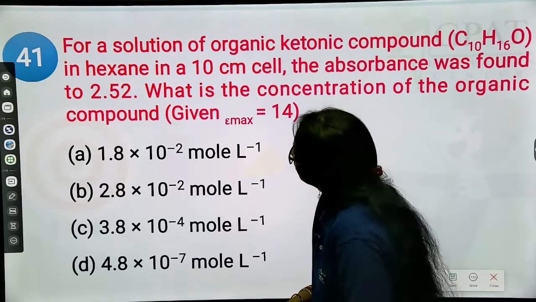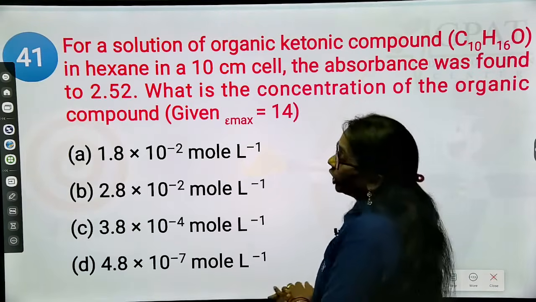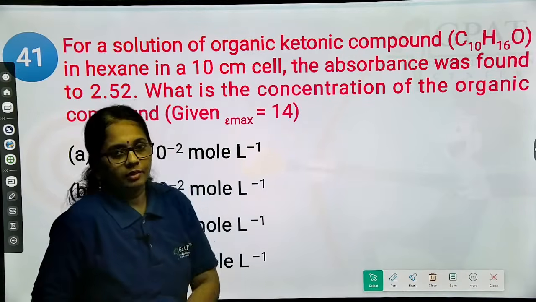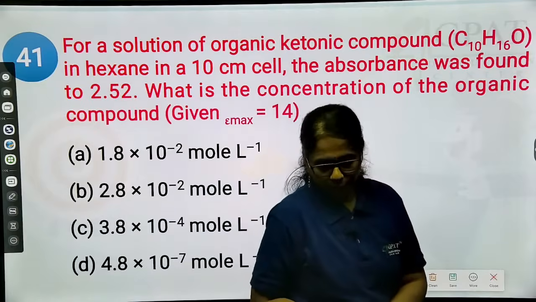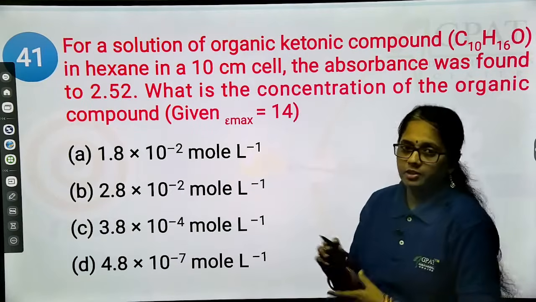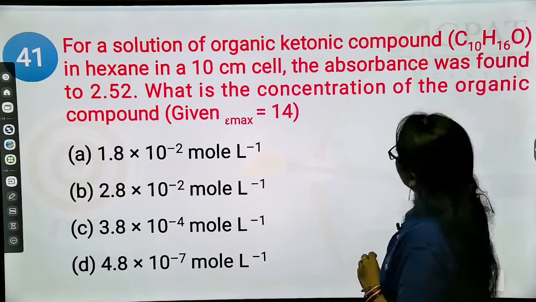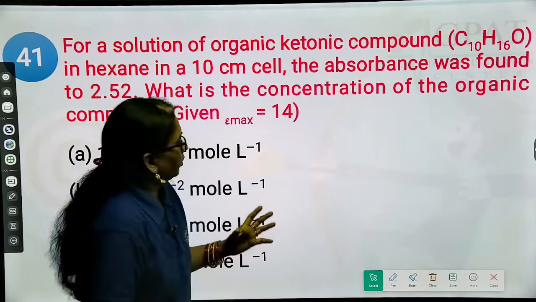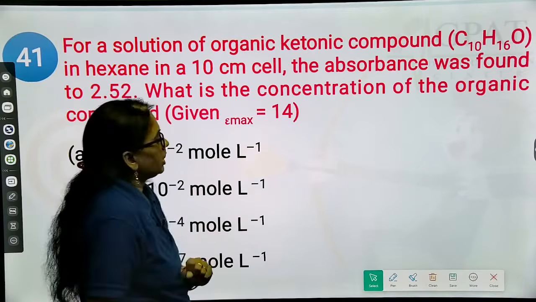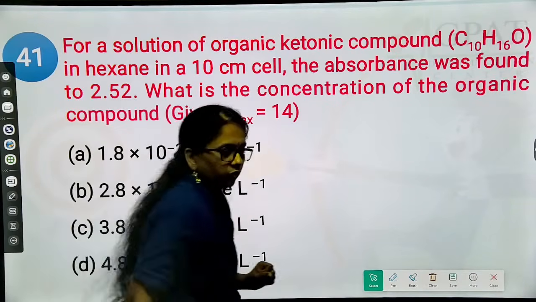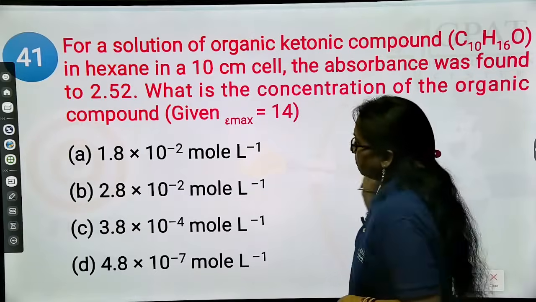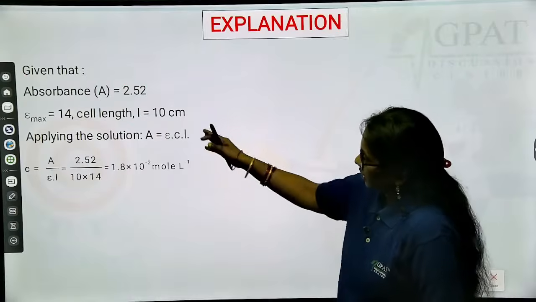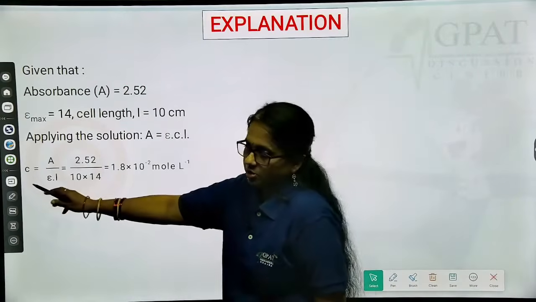Next, for a solution of an organic ketonic compound, they have given one formula, organic ketonic compound in hexane in a 10 centimeter cell, path length they have given. Absorbance was found to be 2.52, absorbance they have given. What is the concentration? C they are asking, and epsilon value also they have given. Okay, simple, you need to calculate, they have given the moles per liter solution. So let us see how we can calculate the concentration.